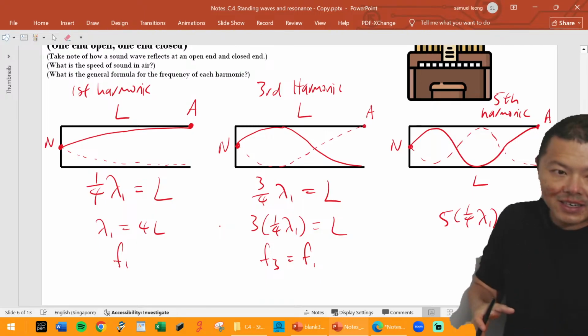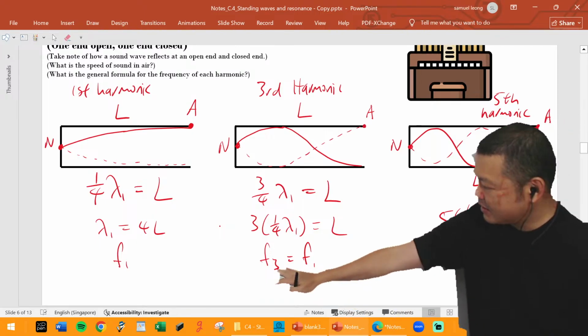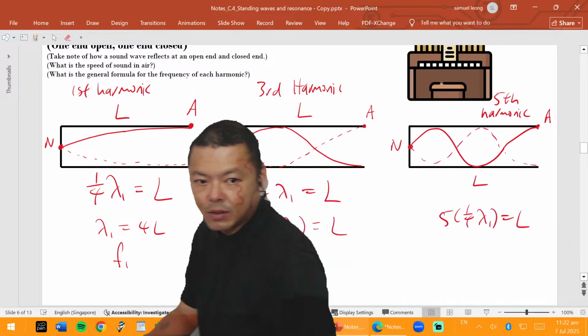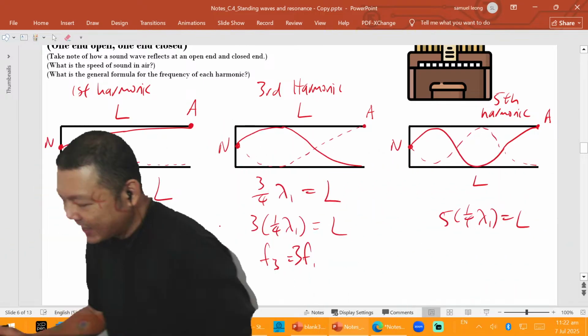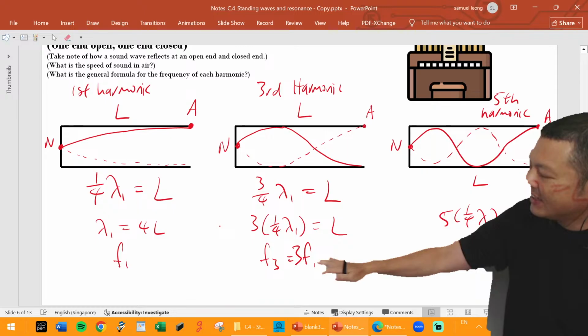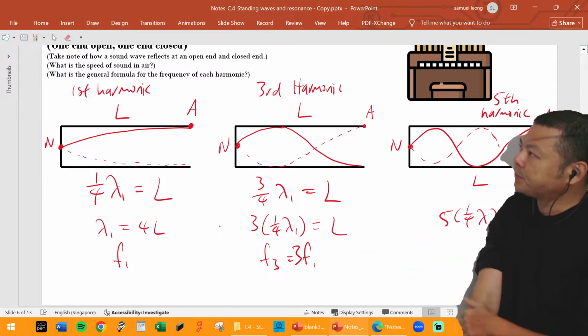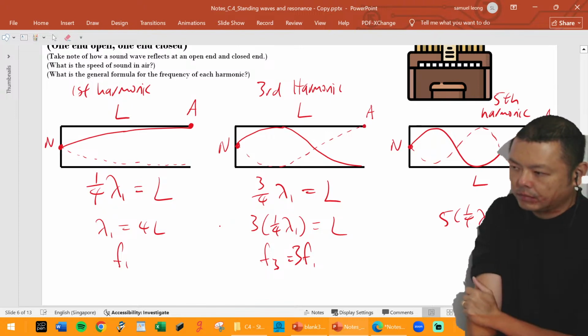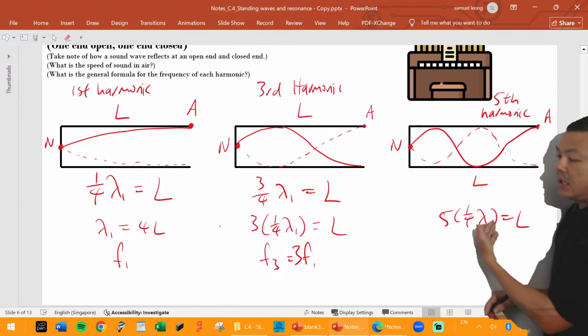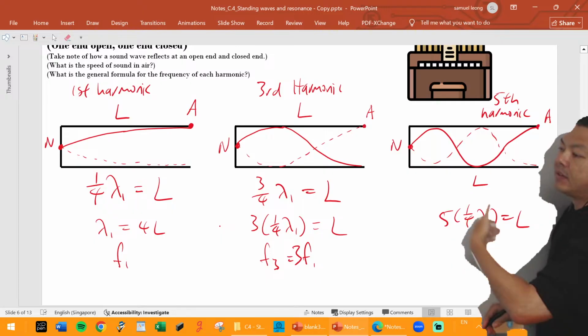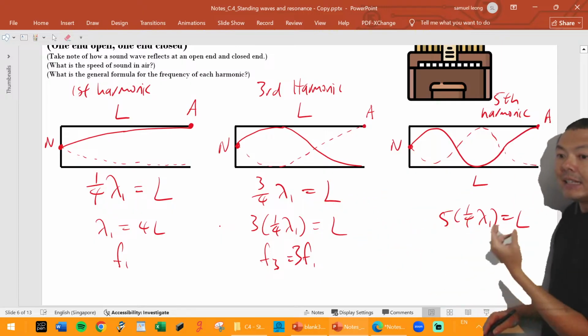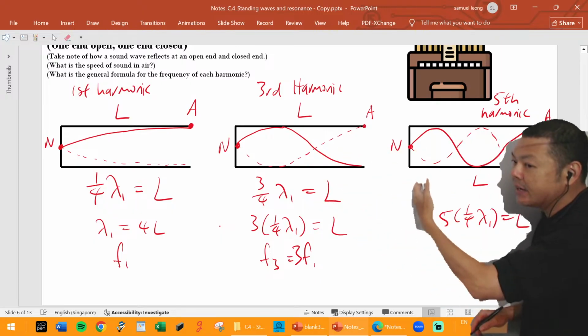You understand? The third harmonic is, sorry, three times. I forgot to write. So f3 is three times the first frequency, and this will be five times the first frequency. There's just no two and four in the middle.